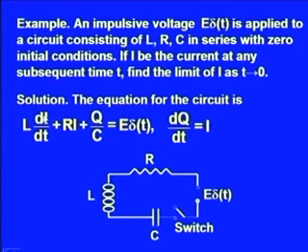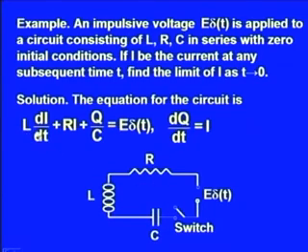So, L times the Laplace transform of di by dt, and the Laplace transform of di by dt will give us s times I bar minus I 0. I 0 is equal to 0 because we have zero initial conditions. So, at t equal to 0 the charge on the condenser is 0, and at t equal to 0 the current in the circuit is also 0.